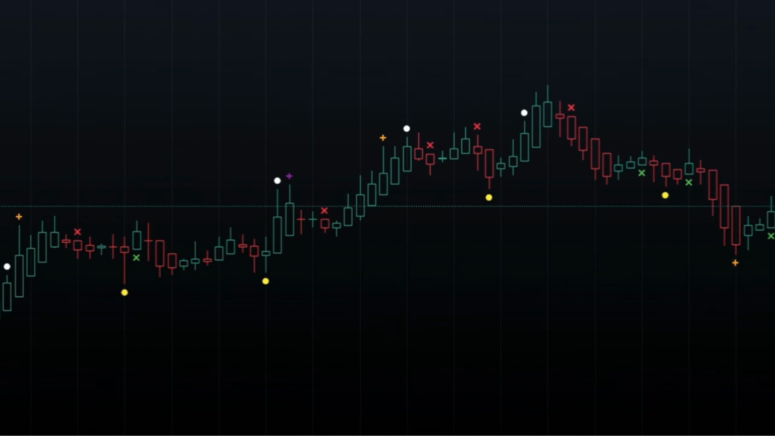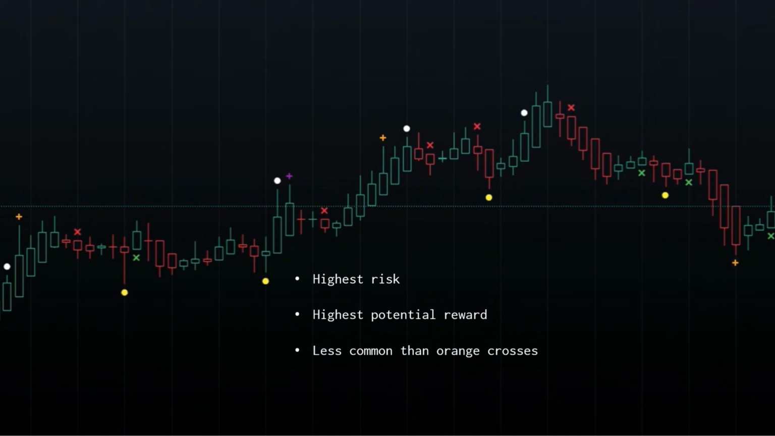So the purple crosses are simply a more sensitive version of the orange ones. They are hypersensitive, they are the fastest ones, and they're the riskiest signals in the system so far. So again, just like the orange crosses, when a purple cross is above the candle, you buy puts, and when the purple cross is below the candle, you buy calls. They are rare and you won't see them very often. They have the highest risk, they have the highest potential reward, they are less common than the orange crosses, and if you enter with them, that's only for master traders.